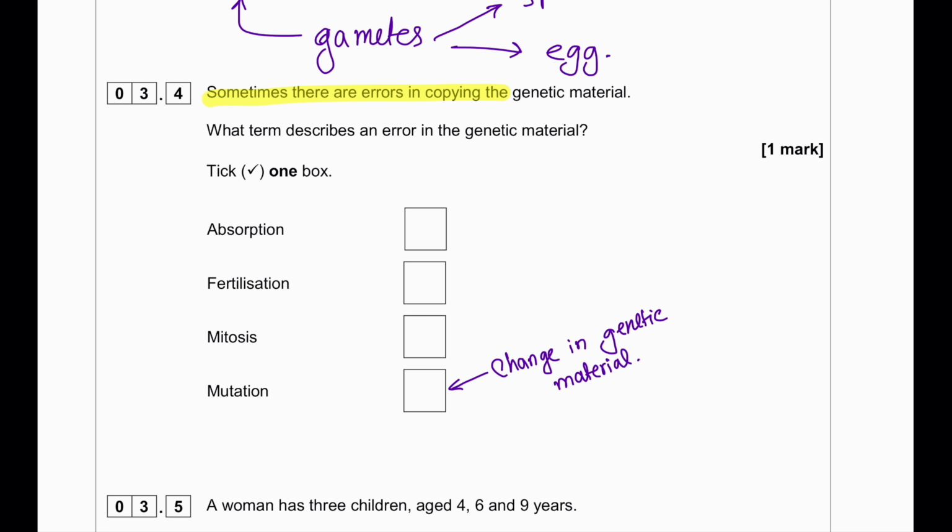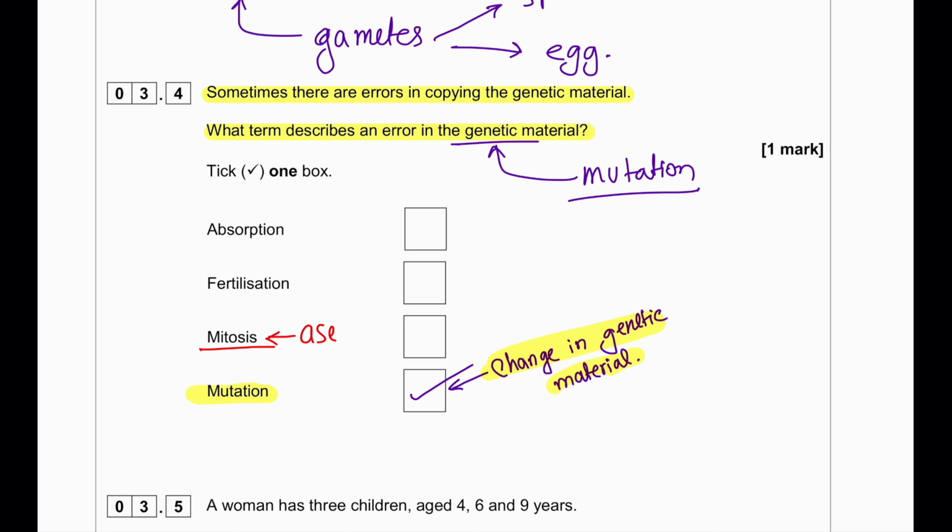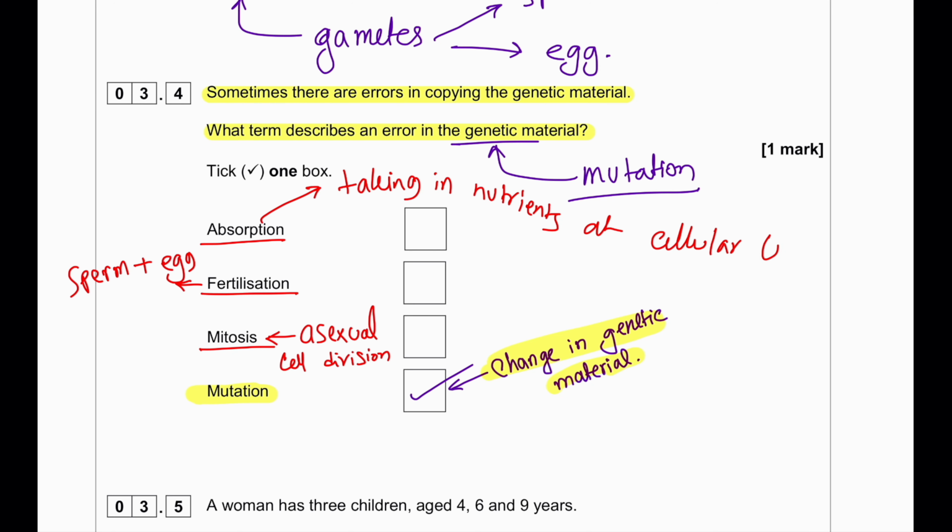Sometimes there are errors in copying the genetic material. What term describes an error in the genetic material? An error in the genetic material is referred to as a mutation, because whenever a change in genetic material occurs, we call it a mutation. Now, why are the other options not correct? Mitosis is a typical cell division, which we call asexual cell division. Fertilization is the fusion of sperm with egg, and absorption is taking in nutrients at the cellular level.